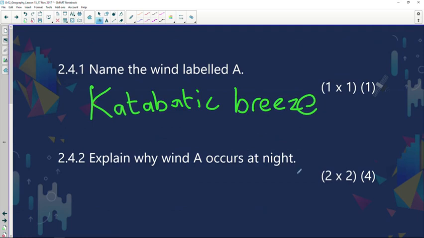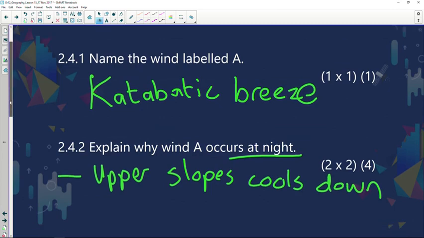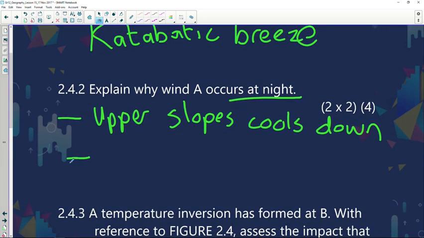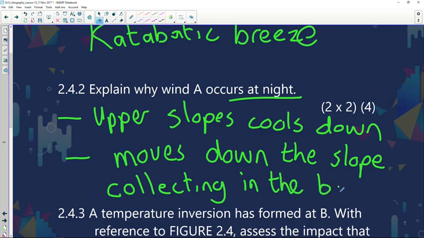Explain why this wind occurs at night, and the reason for that is because the upper slopes cool down. That's your first reason, and another reason is because the air cools down and it moves down the slope, collecting in the bottom of the valley. A temperature inversion is formed at B.